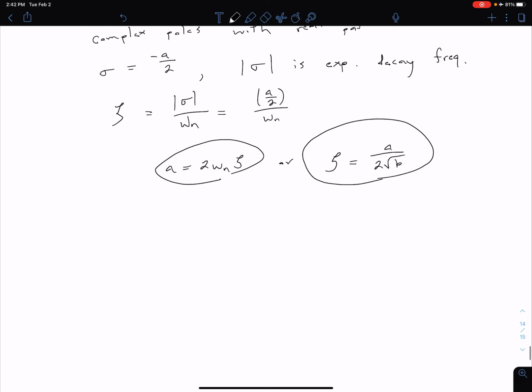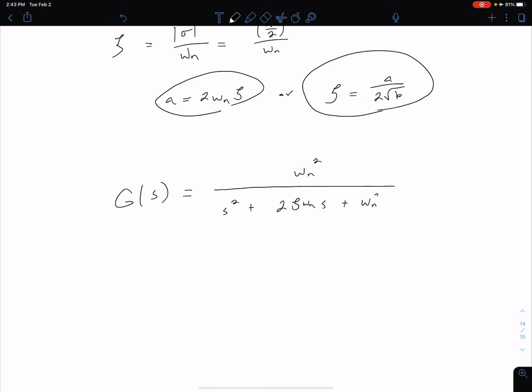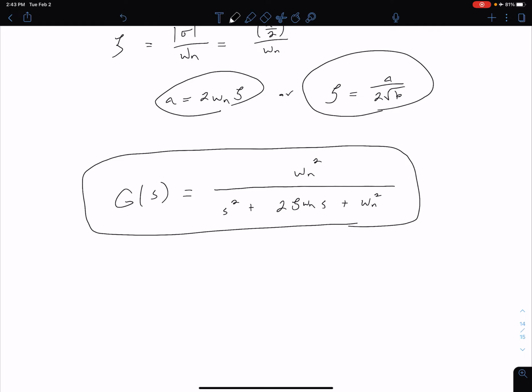So we can rewrite our general expression. We can now write G of s is equal to, in our numerator, our natural frequency squared. In the denominator we have s squared plus 2 times zeta times omega n s plus omega n squared. So we get something that looks like this.